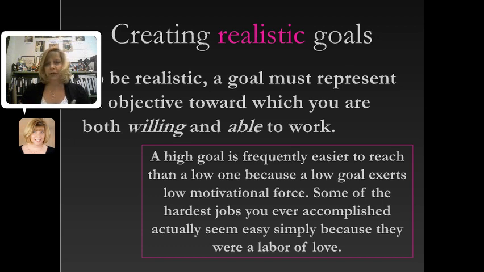So you have to consider your own motivation and your own willingness to work when you set out a realistic goal. Those high goals can be easier to reach if there is a lot of motivation behind it, something you really want, because it becomes a labor of love and you're willing and able to put the work in for it. But you have to ask yourself that at the outset. Are you willing to work for what it is that you really want?